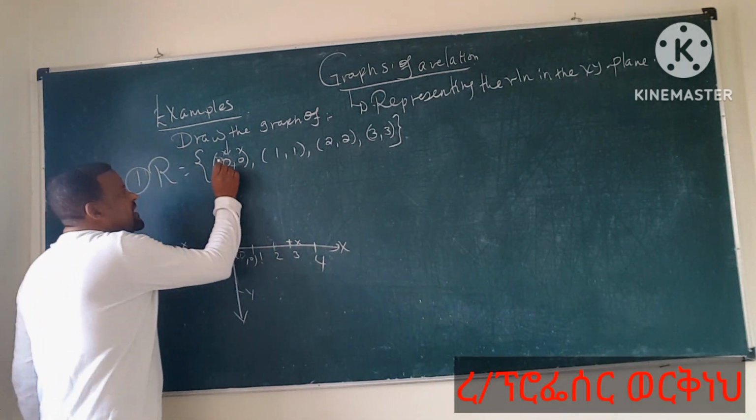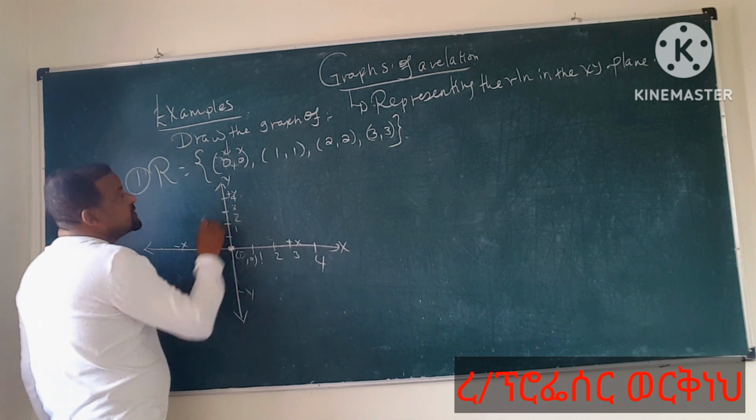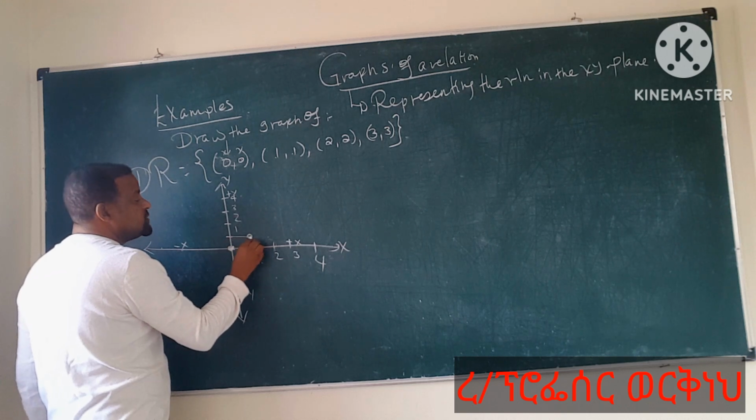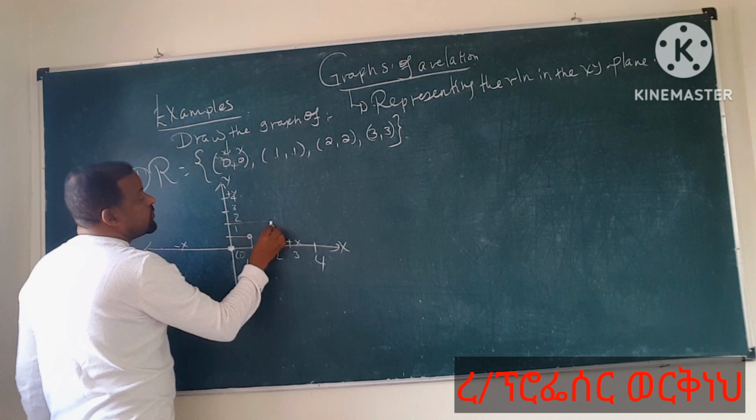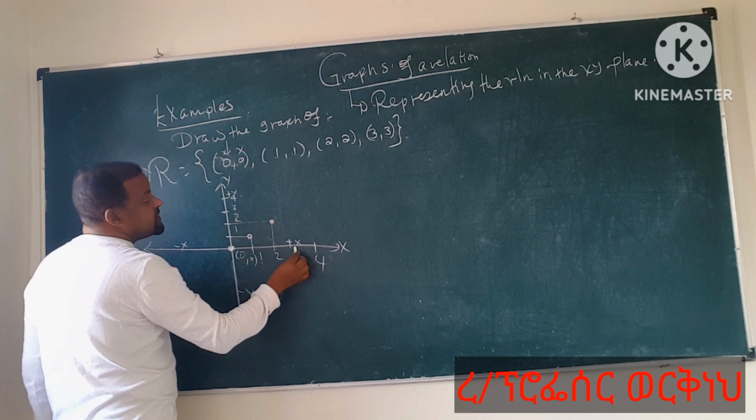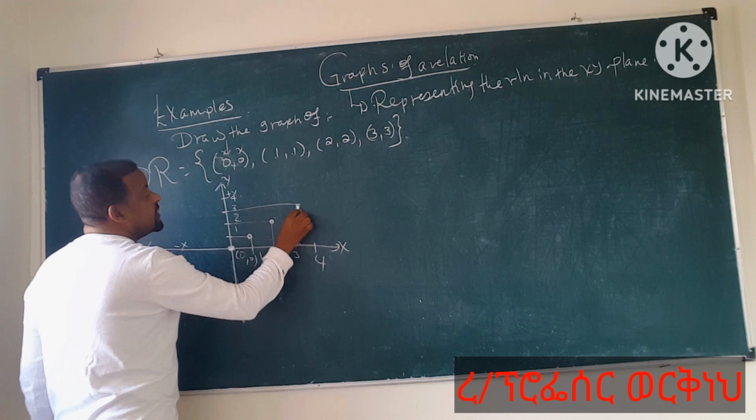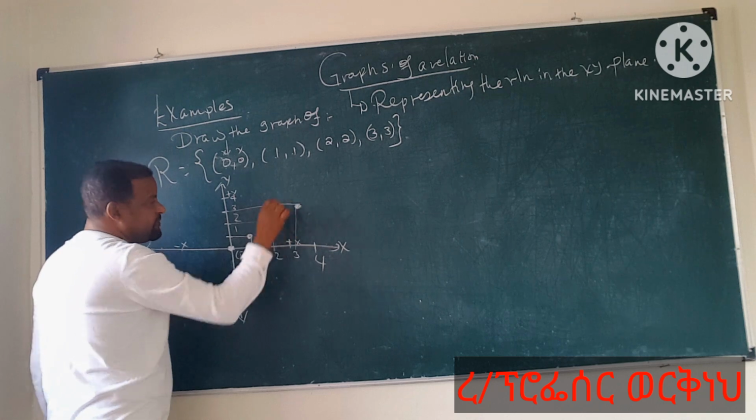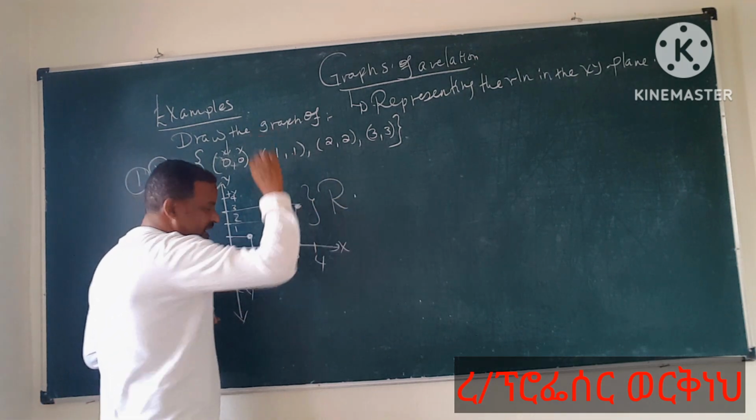So when x is 0, y is also 0. Here it is, the origin. The second one, when the value of x is 1, the value of y is also 1, this point. When x is 2, y is 2. The third one, when x is 3, y is also 3. Here it is. So how many points do we have? Four points. This is the graph of the relation.